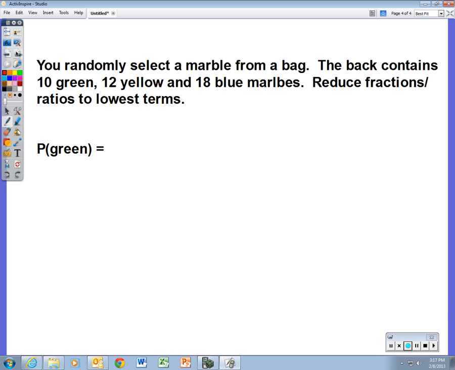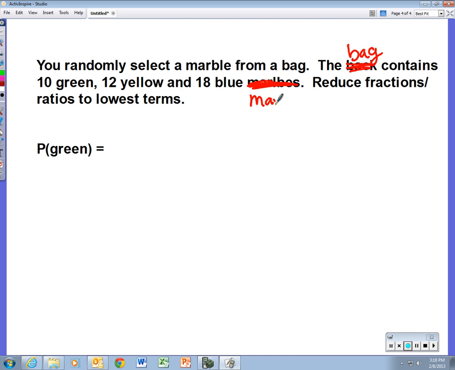So back to the problem. You randomly select a marble from a bag. The bag contains 10 green, 12 yellow, and 18 blue marbles. Put it in reduced fraction or ratios to lowest terms. First of all, how many do we have all together? Well, we've got 10 and 12 and 18, and if I add that up, I believe that makes 40. So 40 is our total.